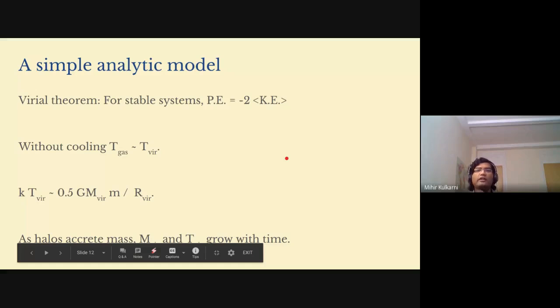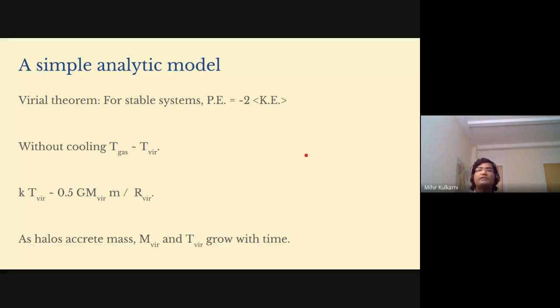Okay, so let's propose a very simple analytic model for what we need to form the first stars in these halos. As some of you may know from the virial theorem, if there is a stable kinetic system, with time its potential energy is -2 times the average kinetic energy. So if a dark matter halo has collapsed and has become stable with time, there's a relation between its velocity distribution and its potential energy.